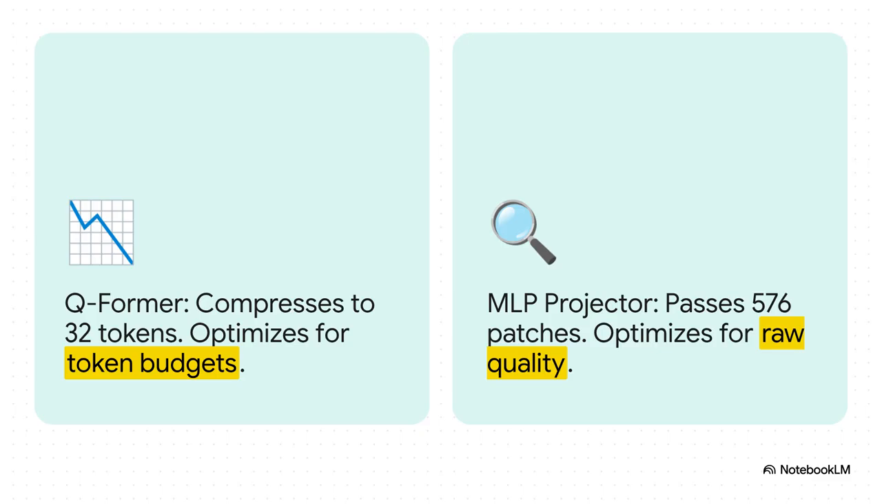Why would they do that? Well, it turns out that if you have incredibly high-quality instruction data, letting the LLM attend over all those raw, uncompressed patches actually gives you better fine-grained visual quality. So we're left with this ultimate trade-off. BLIP2 and the Q-former optimize strictly for your token budget, keeping things nice and light. LLaVA, on the other hand, optimizes for raw visual quality, but man, it fills up your context window incredibly fast.